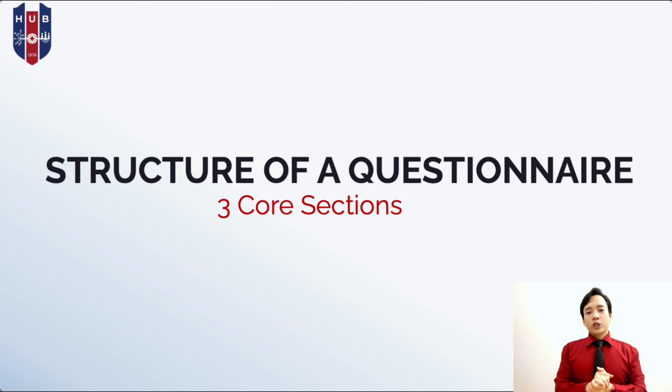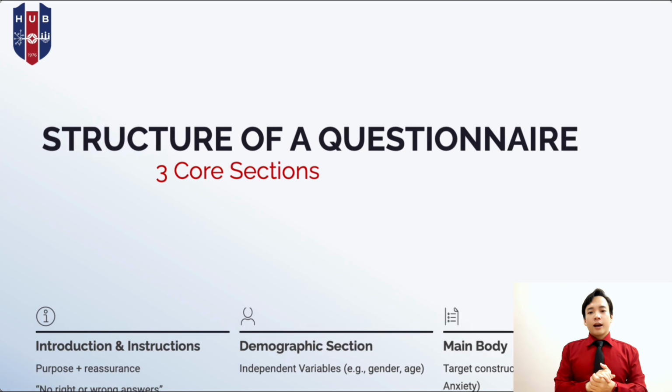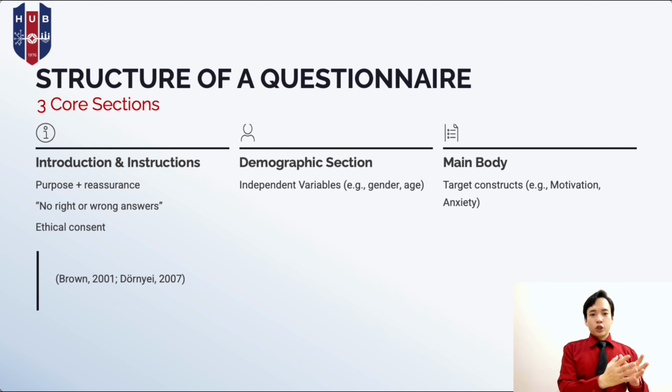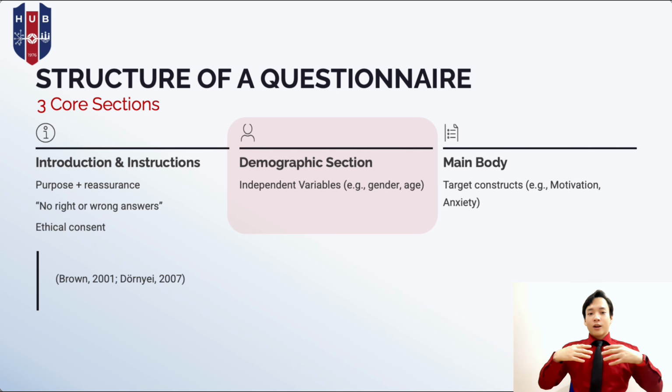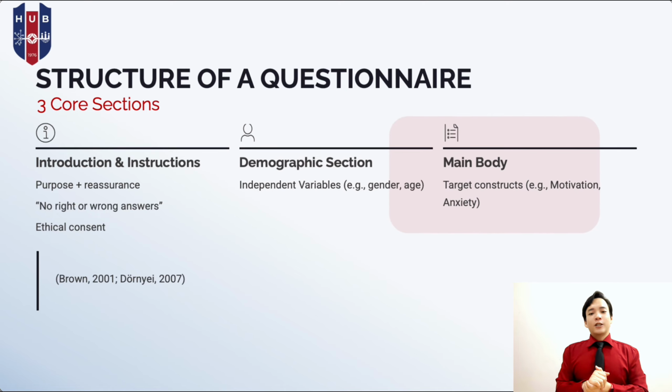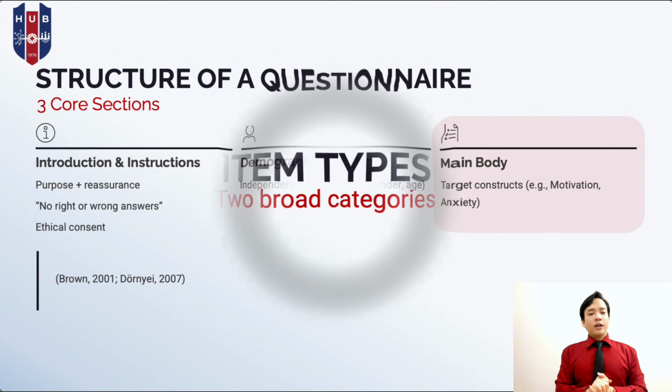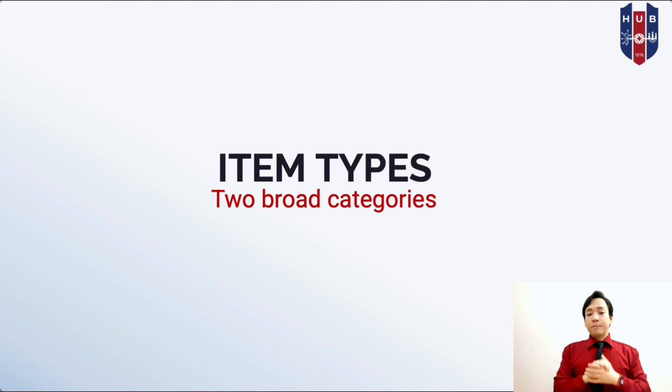A well-designed questionnaire typically follows a three-part structure. We begin with a brief introduction and instruction, clearly stating the purpose of the study and emphasizing that responses will remain anonymous. This helps lower anxiety and encourage honesty. Next, we usually collect demographic information such as gender, age, proficiency level. These are independent variables. And finally, the main body focuses on the dependent variables that we want to measure, such as motivation or language anxiety.